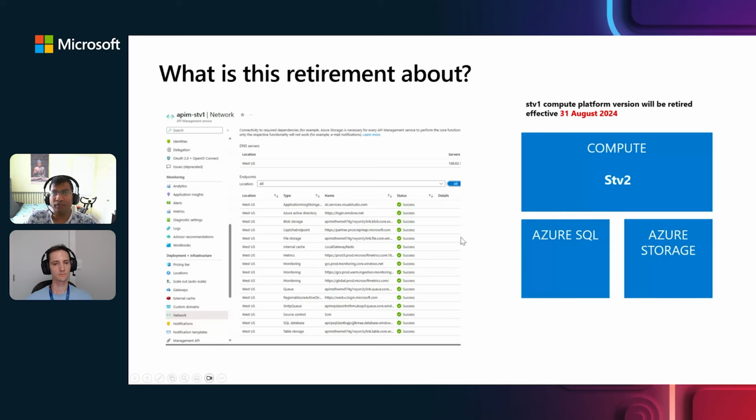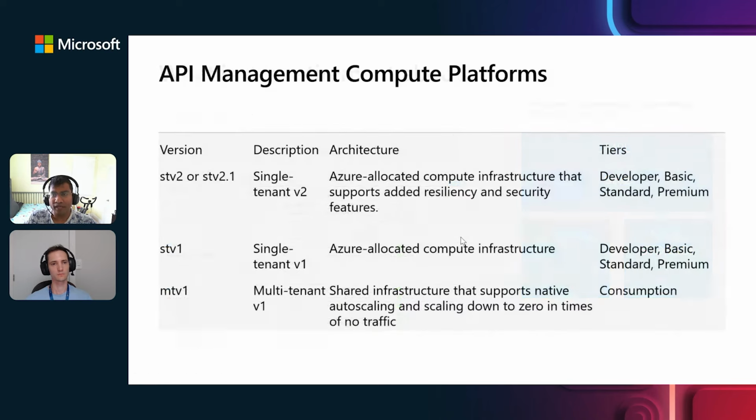From a continued support perspective, to take advantage of the upcoming features, it is important for all the customers to make sure that they migrate their API management instances from Stv1 compute platform to the Stv2 compute platform. So the Stv2 compute platform is Azure allocated compute as well, but with added resiliency and security features. It'll have all the upcoming new features.